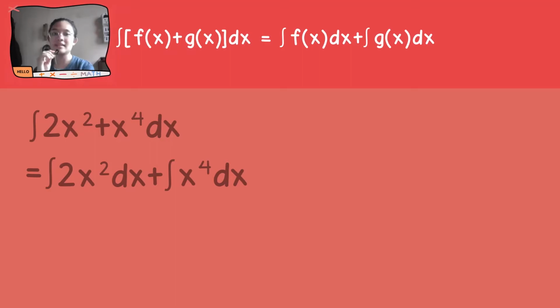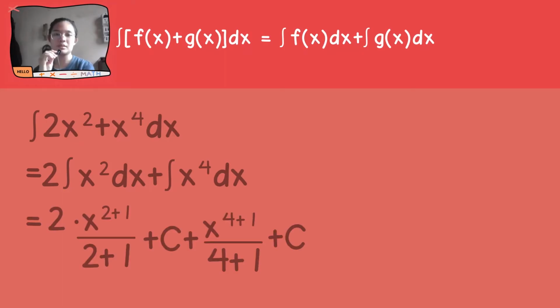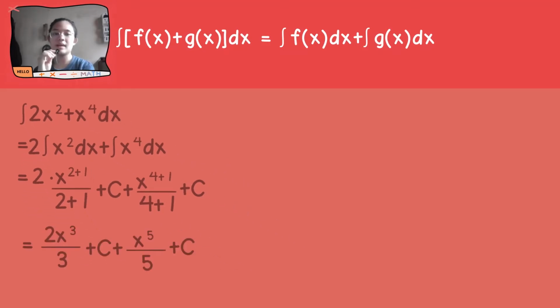We need to take that constant out, and we do that by switching the position of the constant and the integral symbol. Now you can find the integration of both the x squared dx and the integration of x raised to 4 dx. That is done by simply applying the power rule, adding 1 to the n on the numerator and the denominator. And now we have an answer of 2x cubed over 3 plus c plus x raised to 5 over 5 plus c.